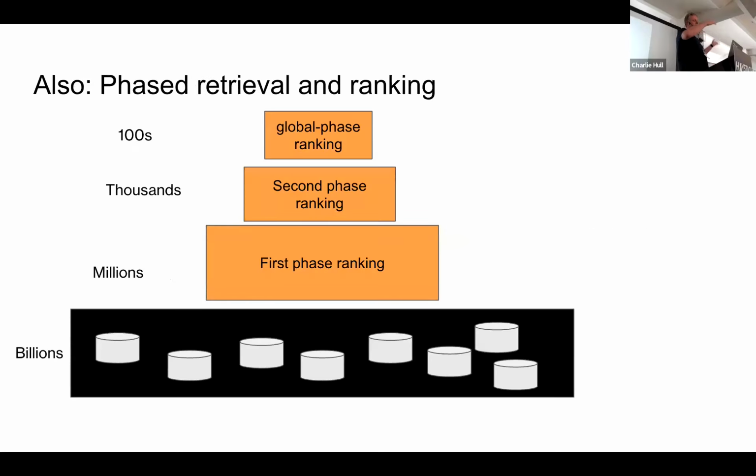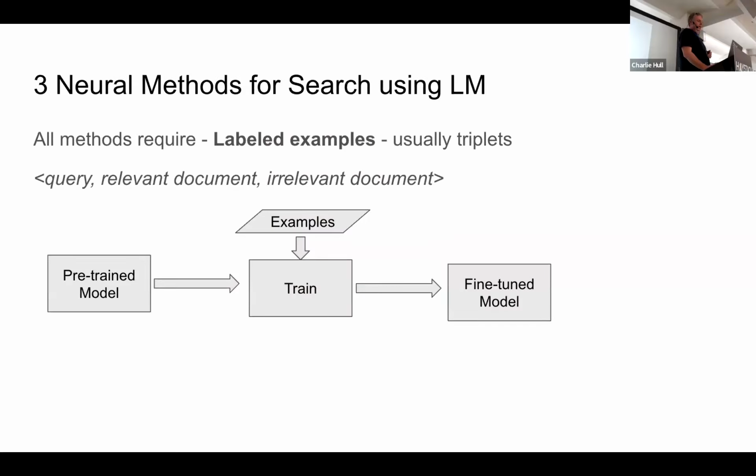And of course, I talked about scoring all the documents versus building an index. Then you can also have multi-phase retrieval and ranking, where you have billions of documents. You can shard this, and then you can gradually increase the complexity of your ranking function while still maintaining cost, because we have to think about cost as well. And with that introduction, I'll talk about 3 neural methods for search.